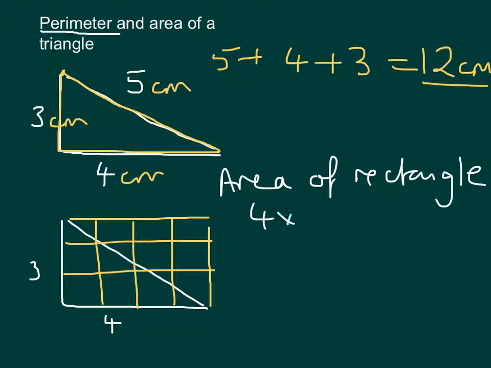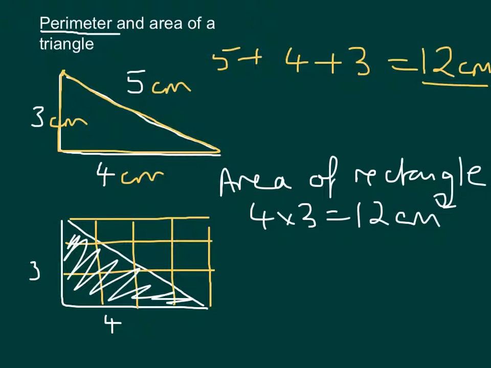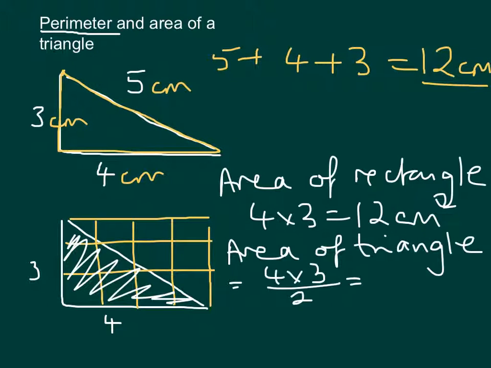So 4 times 3 would give us 12 centimetre squares, but the triangle is only taking up half of this space, and so our answer needs to be divided by 2. So the area of the triangle will be 4 times 3, 12, divided by 2. So the area of the triangle will be 6 centimetres squared.